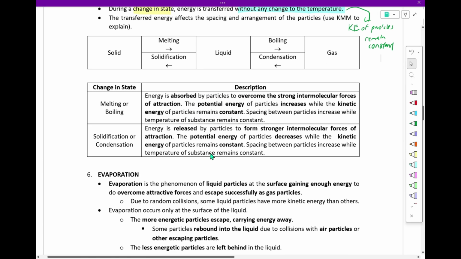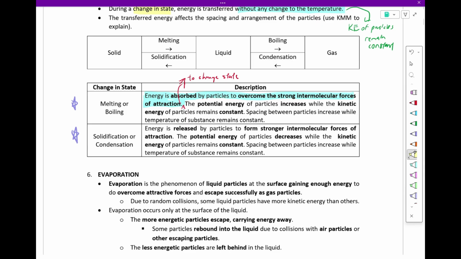Now, you need to memorize both versions. Why? Because I have students who have only memorized the melting and boiling one, where you become more energetic. But when it flips around, when the question asks about the cooling version, solidification and condensation, they are unable to flip the words accordingly. If you notice, the first line is that energy is absorbed to overcome the forces of attraction. And if you want, you can add in the words here: to change state.